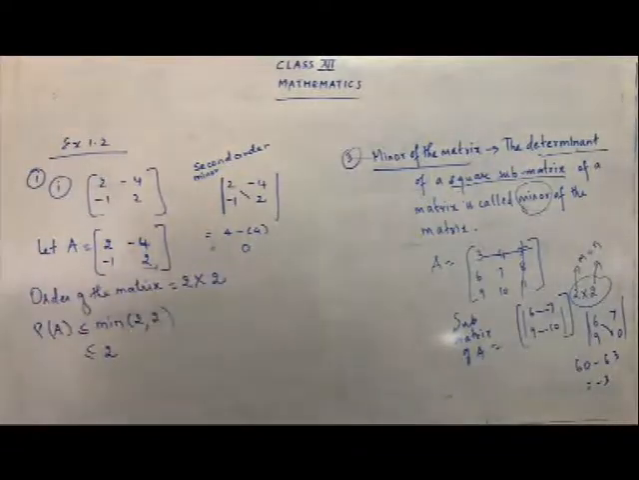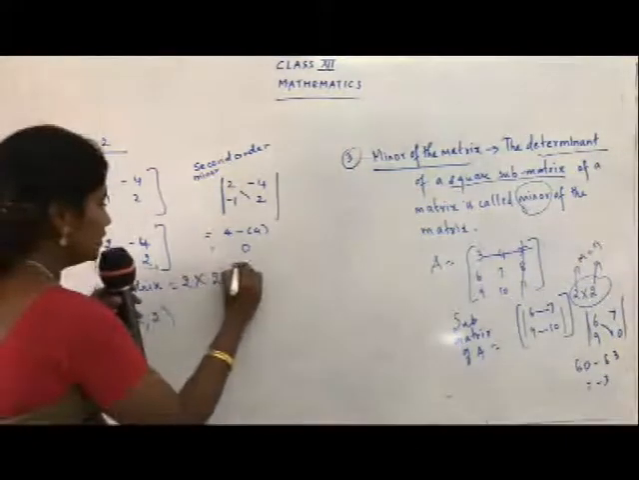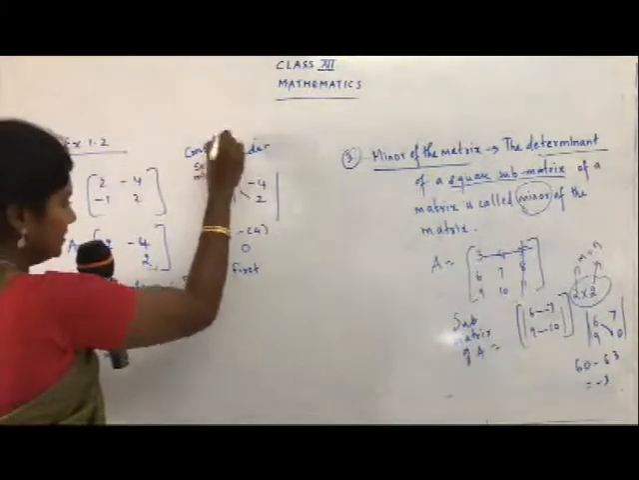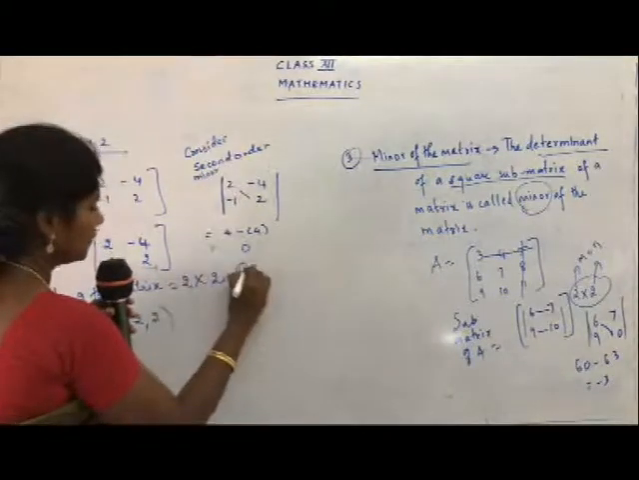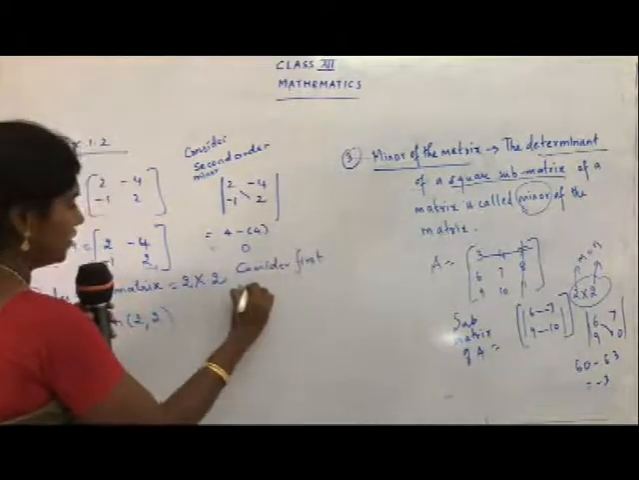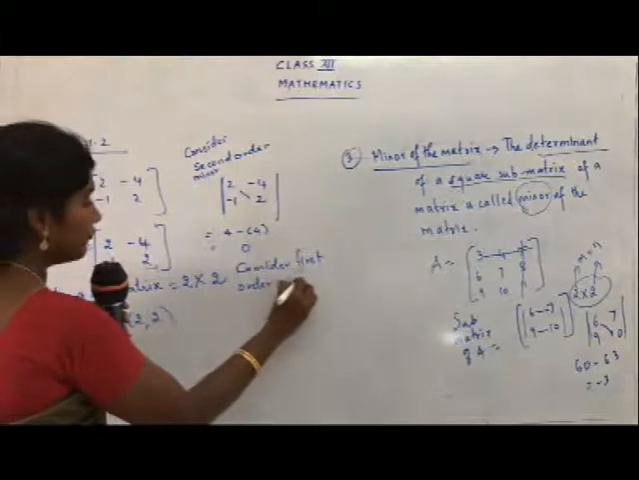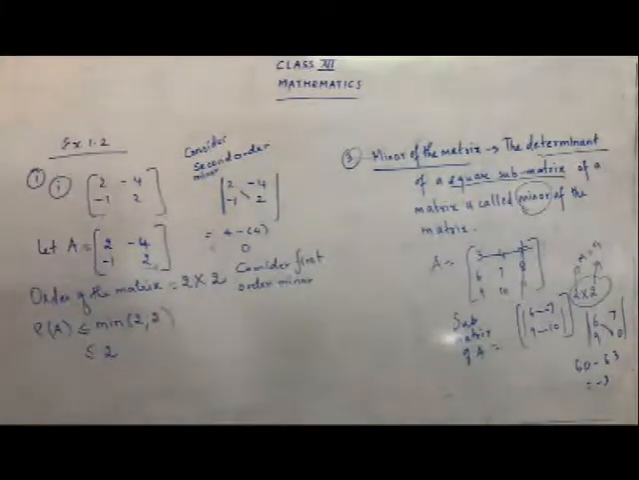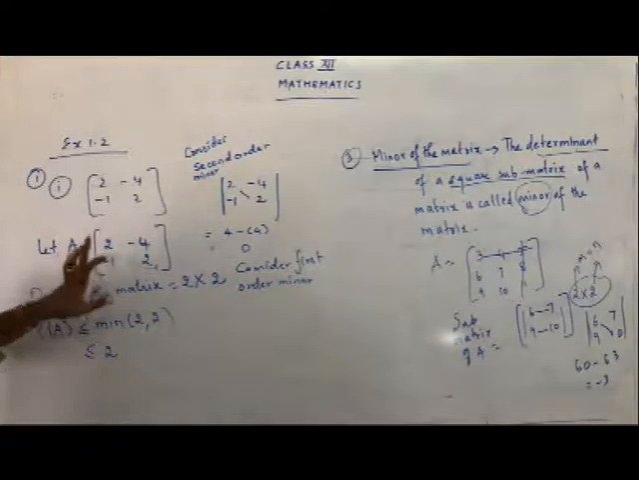Now let's check for the first order minor. Okay. So for the second order minor, you write here, consider second order minor. Here consider first order minor. For first order minor, I told you that it should be a square matrix. That means you have to take 1 by 1 matrix. For second order, 2 by 2. For third order, 3 by 3. So first order means you have totally 4 choices.